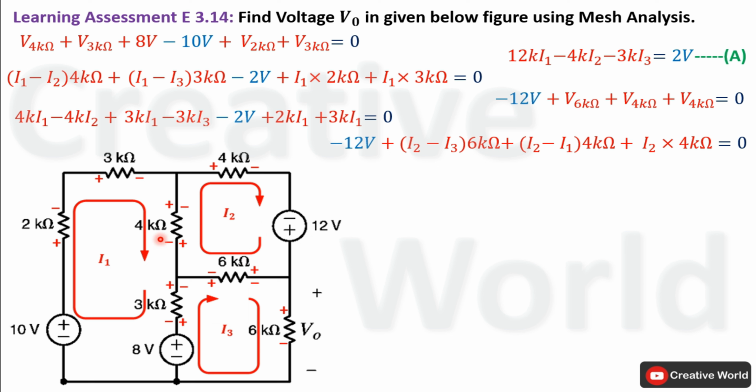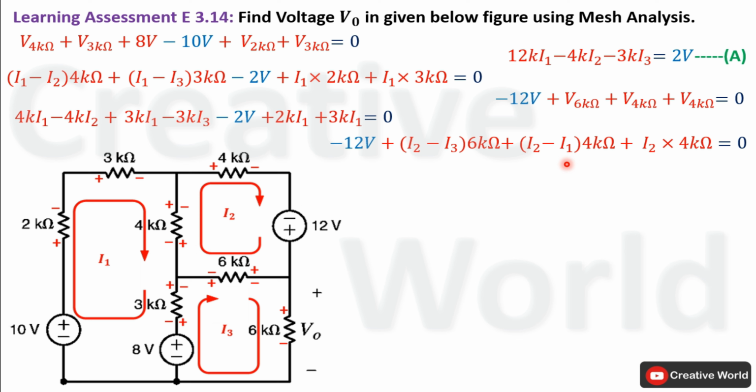Similarly, voltage across this 4 kilo ohm resistance will be equal to the product of these two currents difference and the value of resistance. But this time current I2 minus I1 will be taken because we are in mesh 2 and this current is considered as higher current than current I1. That's why we have taken the difference of these two currents as I2 minus I1. And at the end, voltage across 4 kilo ohm resistance will be equal to current I2 multiplied by 4 kilo ohm, because only current I2 is flowing through this resistance.